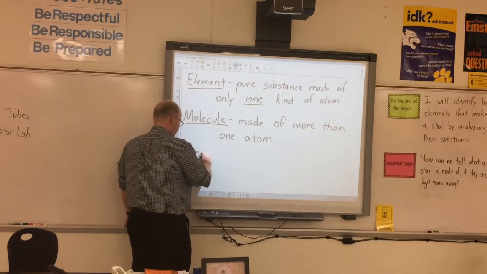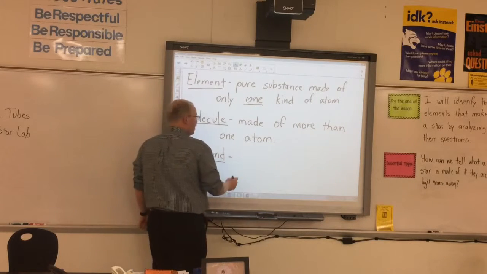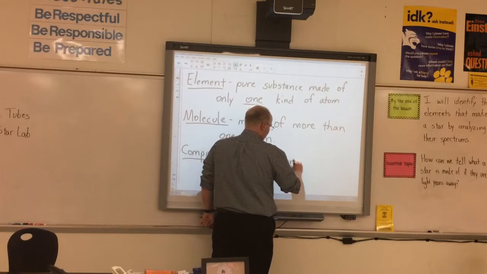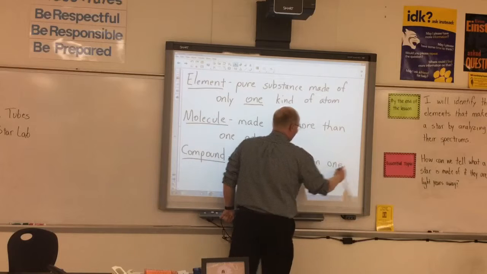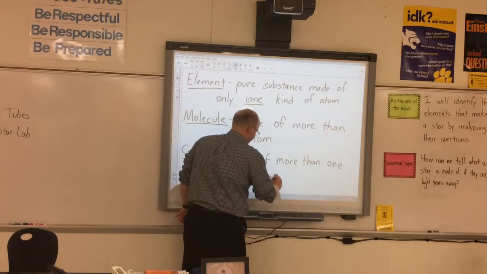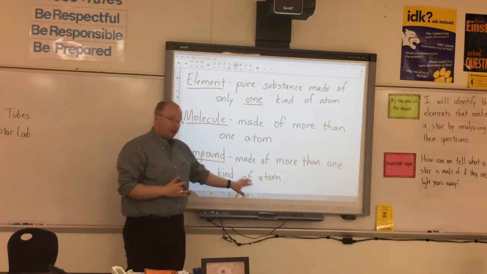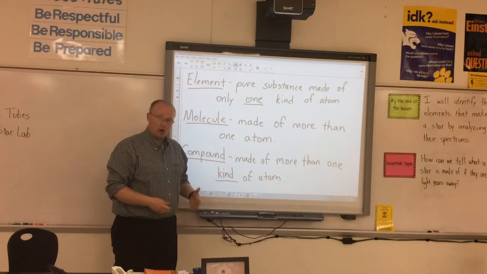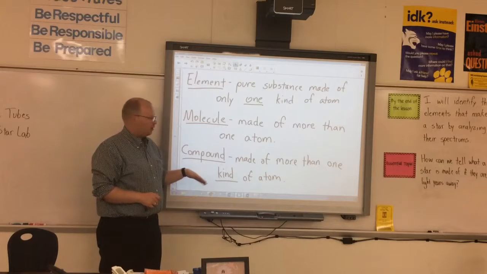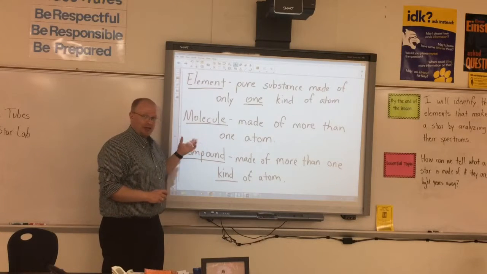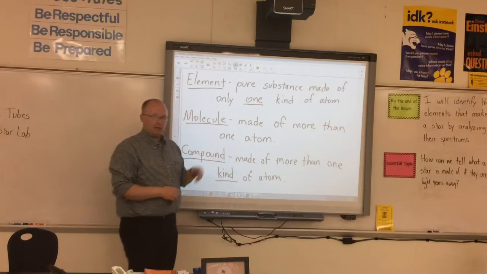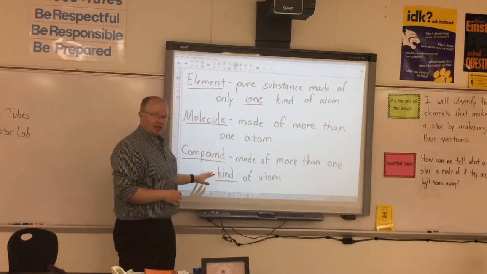Then you have compound. A compound is a substance made of more than one kind of atom. Underline the word kind. So like with some of the previous examples, if I have H2O, I have H and I have O. Those are two different kinds of atoms. So H2O would actually be a molecule and a compound. If I had just H2, that's hydrogen gas, that would be an element and a molecule, but not a compound because it's only one kind. I'm going to do some examples here in just a second. So if you need to pause and finish writing these down, you may.